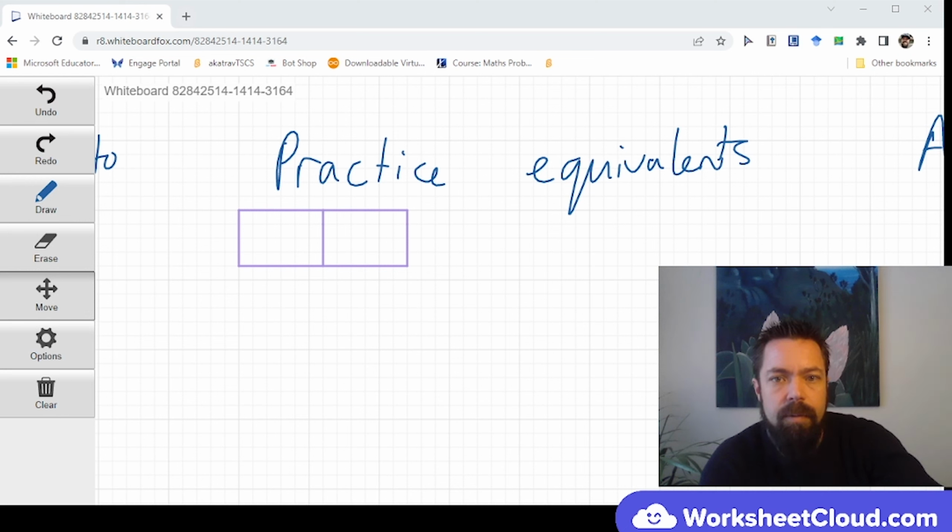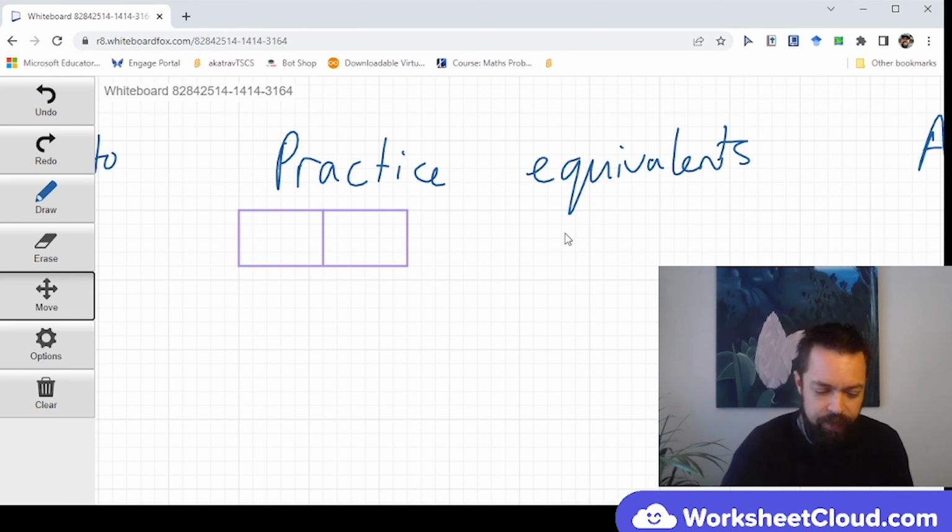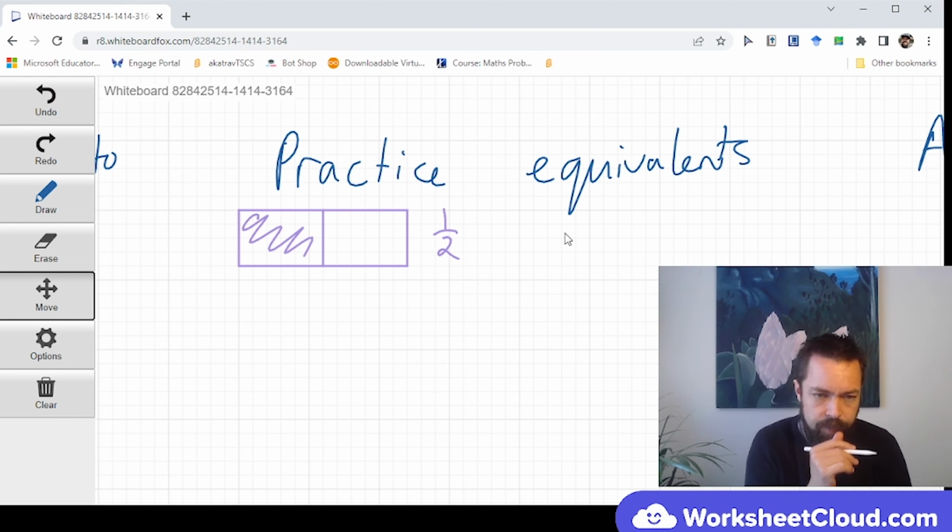There we go. All right. So first thing I want to do is just have a look at equivalents and what they mean. All right, so I've drawn a fraction over here, and if you like, that is a half. Let me color in a half. All right, so I've got half of my fraction because I've got one piece out of 2.